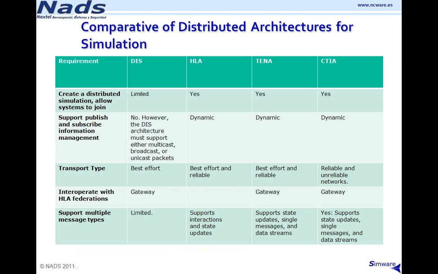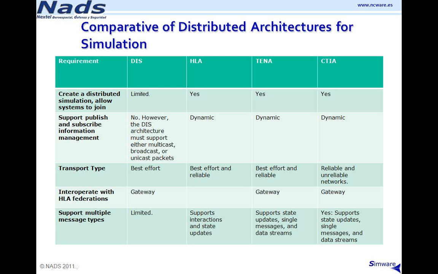Let's now have a look at different architectures and their limitations and differences as stated in the LVC-AR study. How can they cooperate or evolve towards the new requirements? For this comparison, we will consider only HLA, TENA, and CTIA. In the original study, a lot of characteristics are compared, but we will center on the characteristics oriented to joint operation in different simulators, that is, interoperability. All architectures can create a distributed simulation and allow any nodes to join. None of them allow new nodes to join after the simulation has begun. This has some limitations.